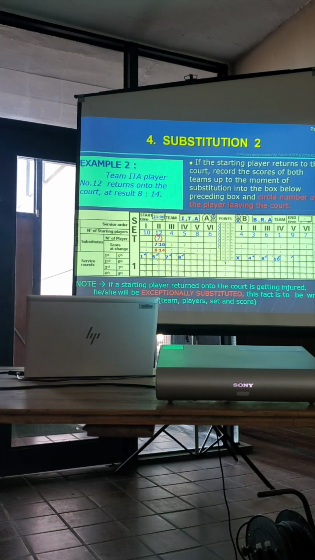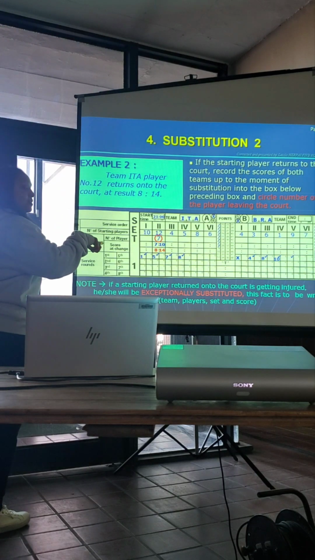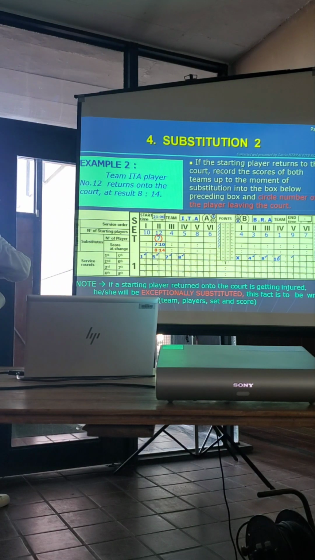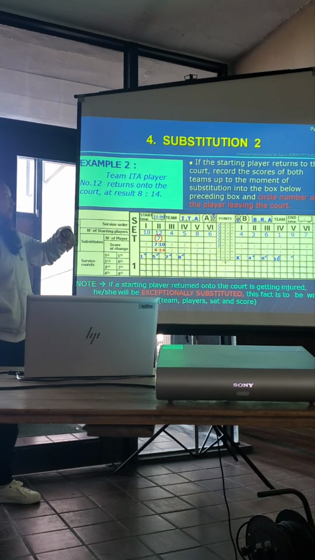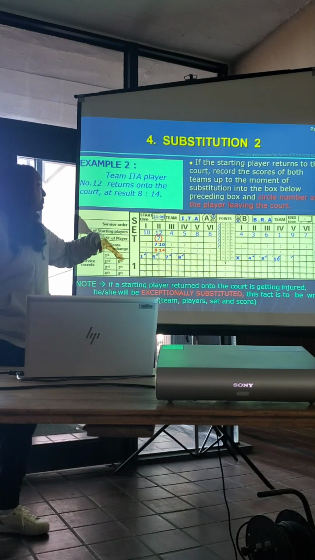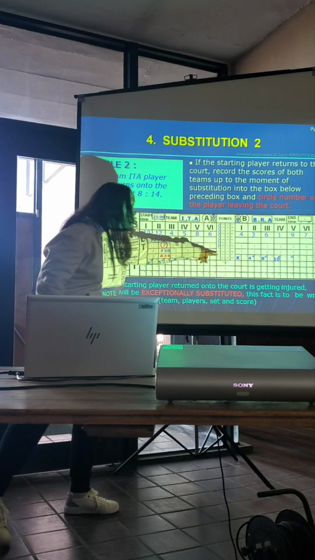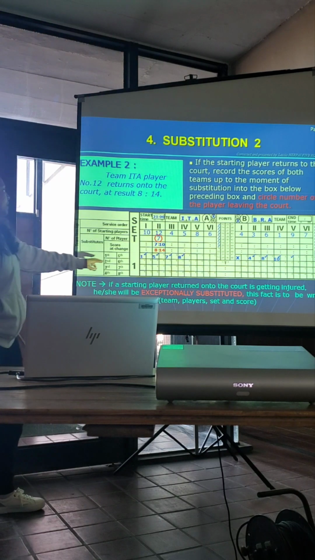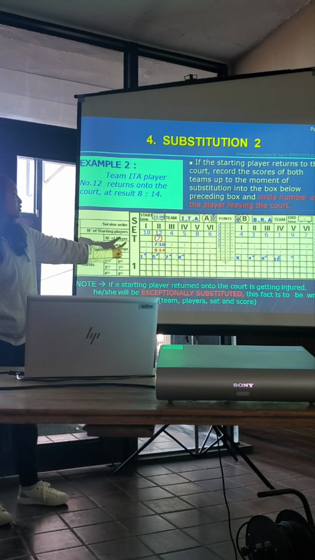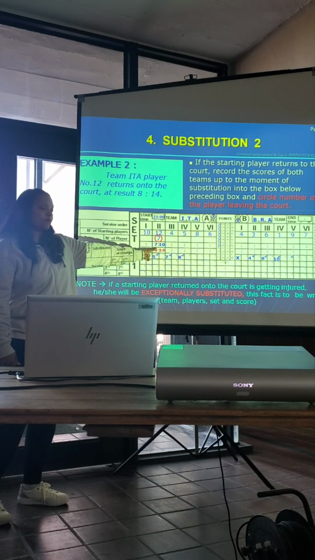Okay. Now we had a question about the same player coming back into the game. Right? So now we find that the coach is not happy with player number 7. He's not made much of an impact. I can see the score hasn't moved much. So now he's bringing back player number 12. So player number 12 comes back, and the score at that point is 8-14.